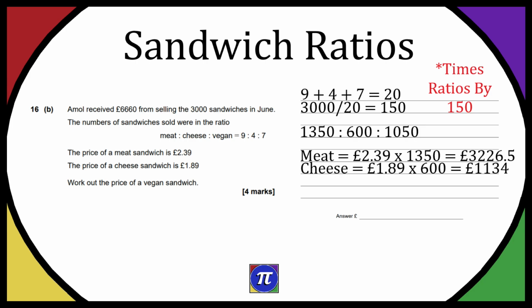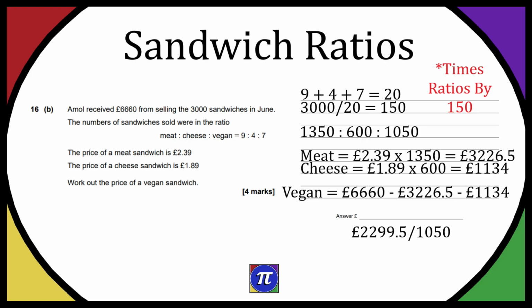So if we subtract these total amounts, we'll work out how much the vegan sandwiches generated. So the vegan sandwiches generated the total amount, so 6,660 minus how much the meat and the cheese sandwiches generated. So that leaves us with £2,299.5 left. And then if we divide that by the amount of vegan sandwiches sold, which is 1,050, we're going to work out each vegan sandwich cost £2.19.